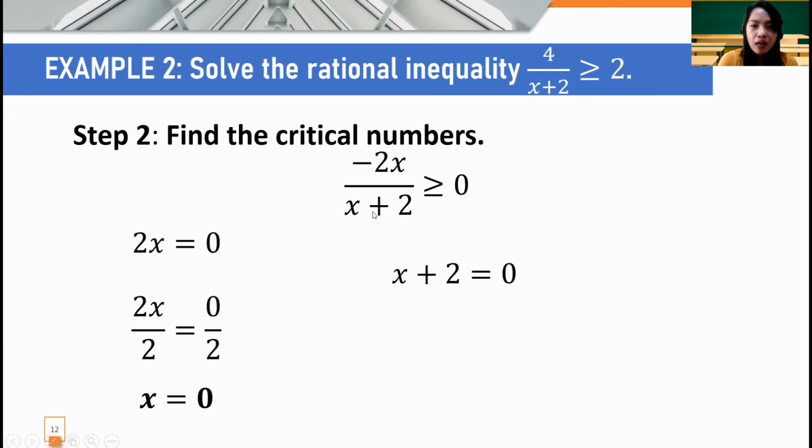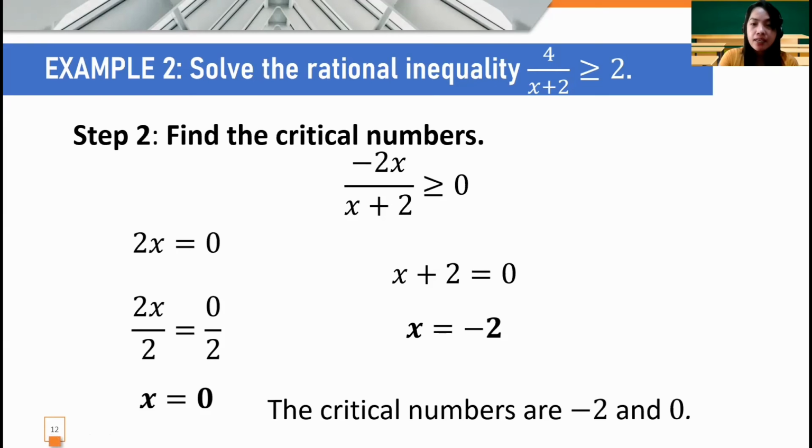Next, we have in the denominator, x plus 2. Equate that to 0. Value of x here is negative 2. This is the second critical number. So, meron tayong dalawang critical number. These are negative 2 and 0.